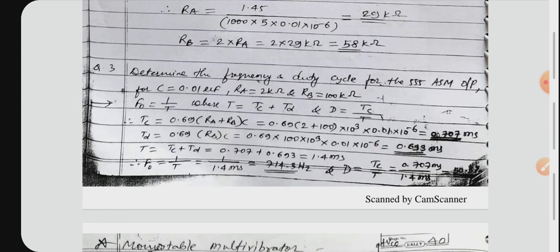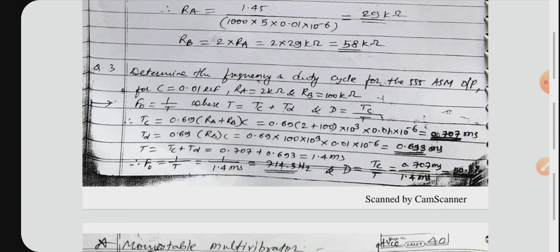Now this is a little bit different one. Determine the frequency and duty cycle for the 555 astable multivibrator output, for C is equal to 0.01 microfarad, Ra is equal to 2 kilo ohm, Rb is equal to 100 kilo ohm. Okay, what is given here? It is exactly opposite of that. All the component values are given.